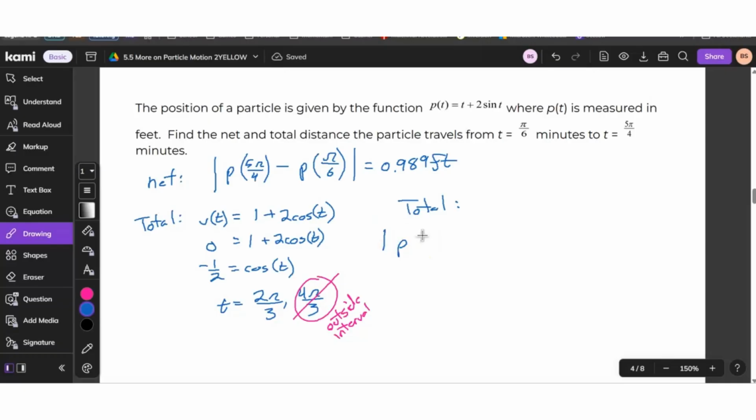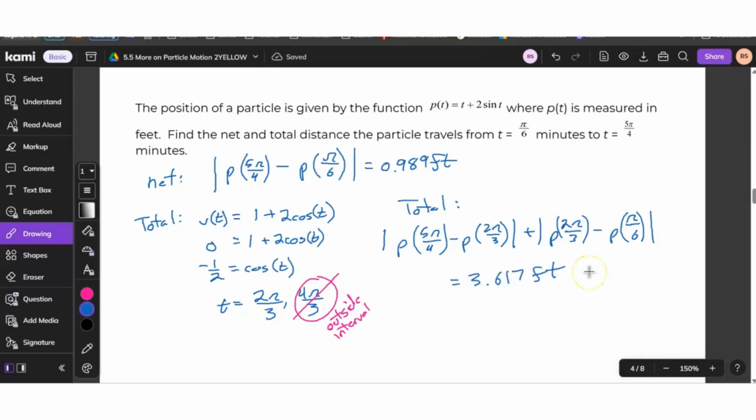The absolute value of P of 5 pi over 4 minus P of 2 pi over 3, plus the absolute value of P of 2 pi over 3 minus P of pi over 6. That equals 3.617 feet. I did it earlier. If you don't believe me, we can put it in the calculator if you want.